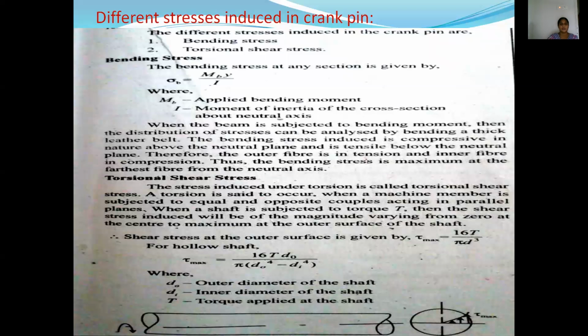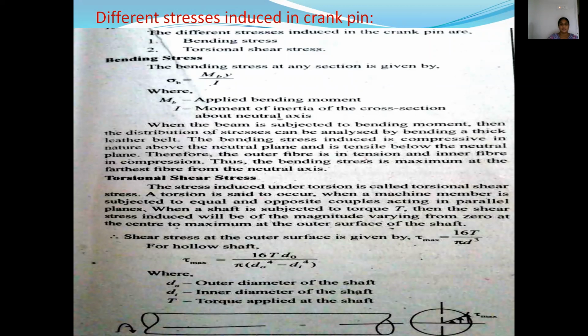The different stresses induced in the crank pin are the bending stress and the torsional shear stress. Okay, bending stress is sigma b equals Mb into y by I, where Mb is the applied bending moment and I is the moment of inertia.